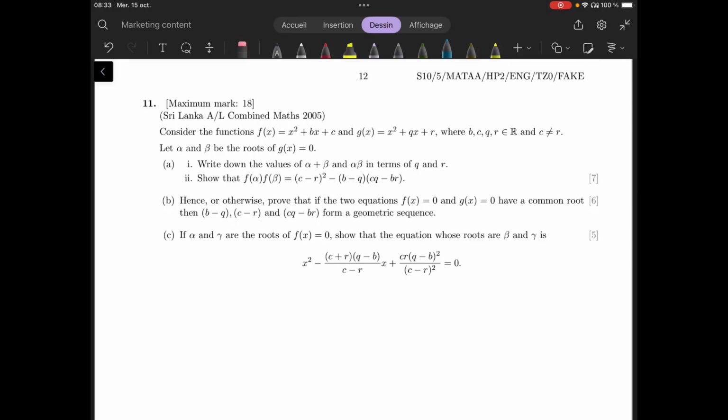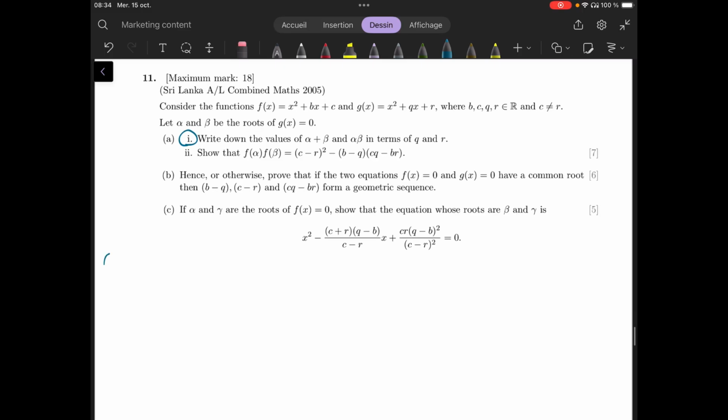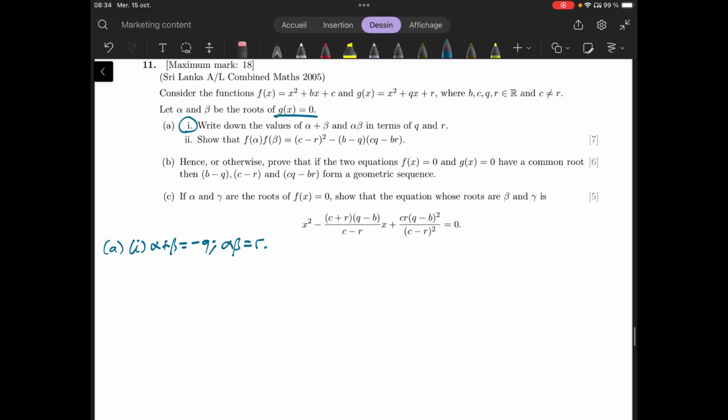This is question 11 of the N25 marks. Without any further ado, let's get started. A1 is an easy question. You know that alpha and beta are roots of g of x equals 0. So alpha plus beta is equal to negative q, and alpha beta is equal to r. Very straightforward.